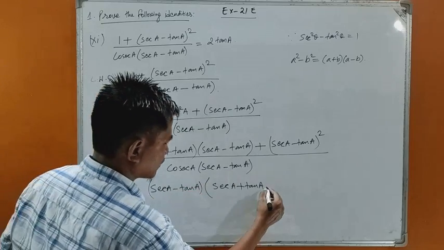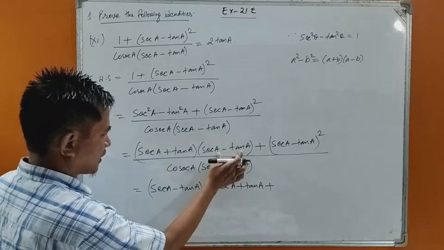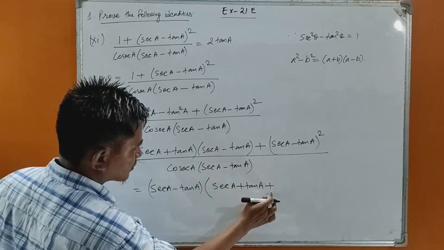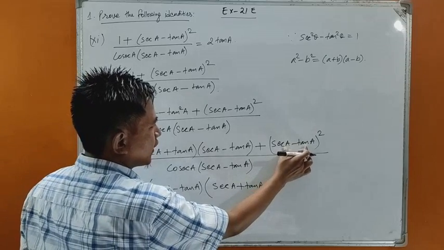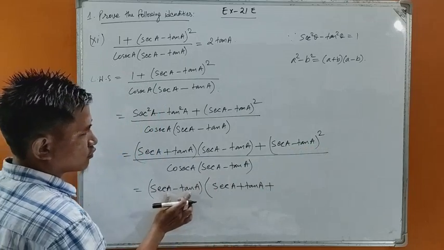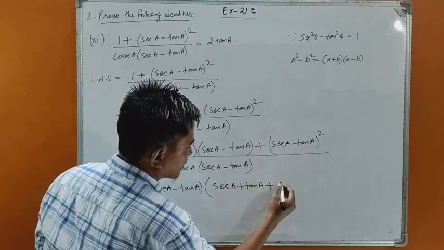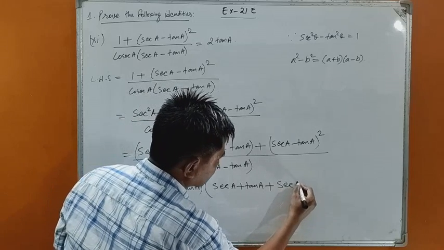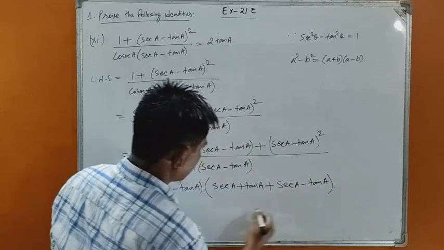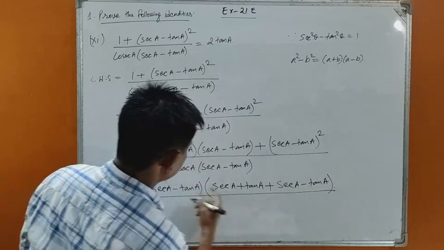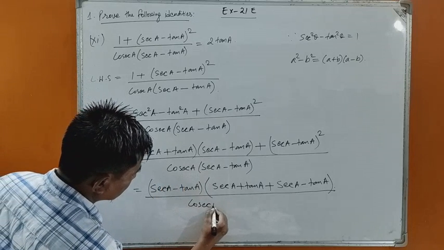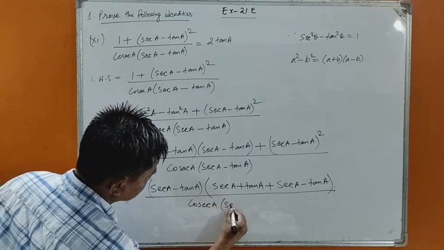Plus this plus comes here. Sec A minus tan A is out. This sec A plus tan A comes here. This plus sign comes here. From here we had (sec A minus tan A) square, and one sec A minus tan A is taken out, then another sec A minus tan A remains within the bracket, isn't it? So in the denominator we have cosec A into sec A minus tan A.